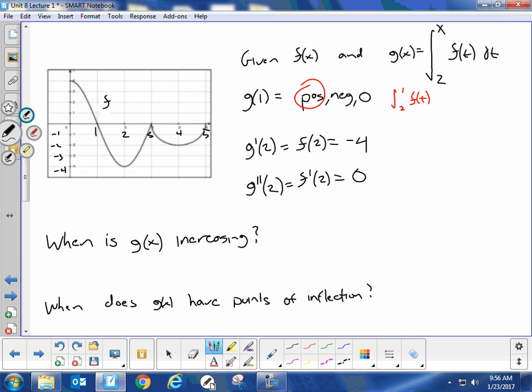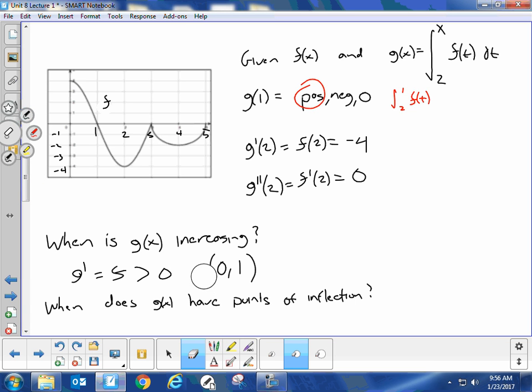Miss Jagan, when is G increasing? There's an interval. 0 to 1 is correct. G is increasing when G prime, which equals f, is positive. F is positive between 0 and 1. And actually, we would include 0 because f of 0 is positive. We would not include 1 because f of 1 is 0, which means G prime of 1 is 0.